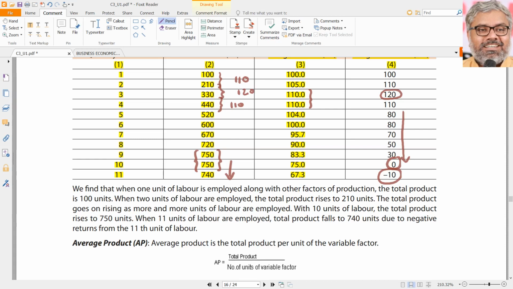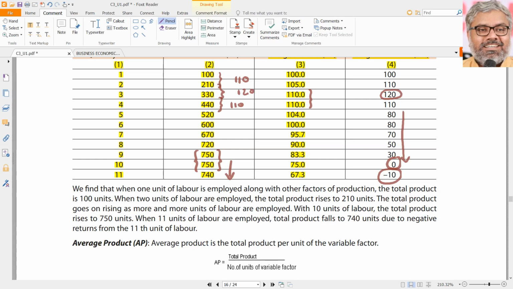Marginal product can be negative. Total product can never be negative. You can manufacture 2 fans. You cannot manufacture minus 2 fans. That is impossible. You can manufacture 10 bulbs. Nobody can say today I manufactured minus 5 bulbs. Not possible. Breaking the existing bulbs is not called manufacturing minus 5 bulbs.